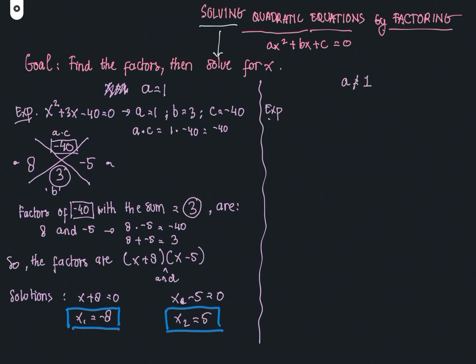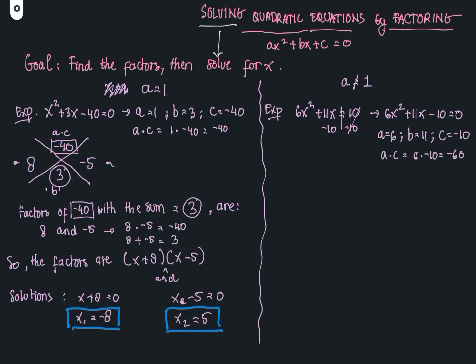Okay, second example is when a is not equal to 1. The example is 6x squared plus 11x equals 10. In this case, we need to make it equal to 0. So we're going to eliminate 10 by subtracting 10 from both sides. Then we're going to get 6x squared plus 11x minus 10 equals 0. Because we're going to solve, we have to make it equal to 0.